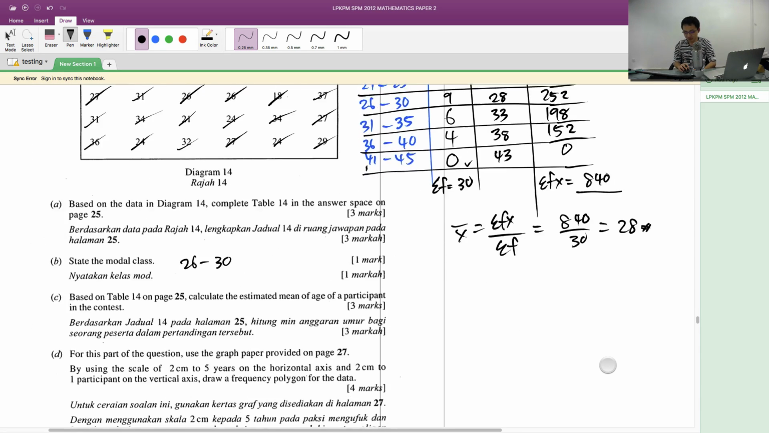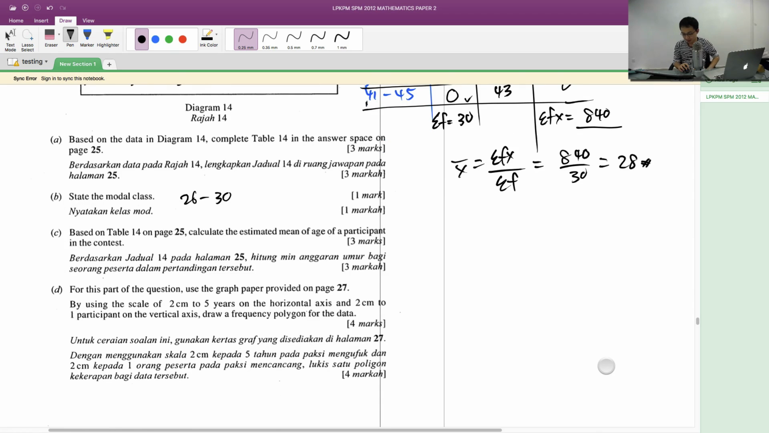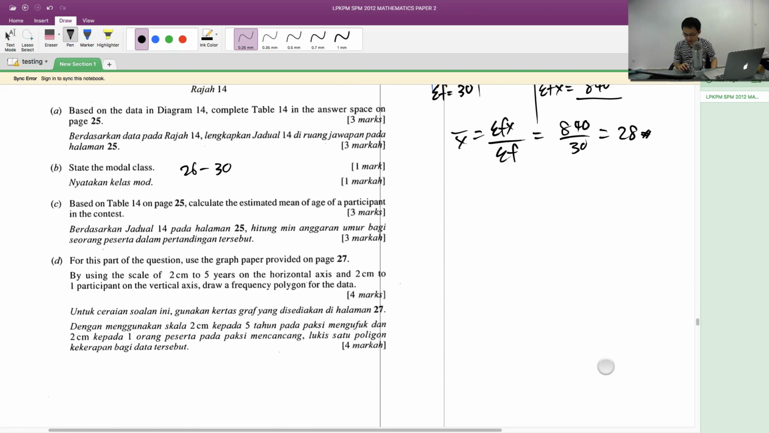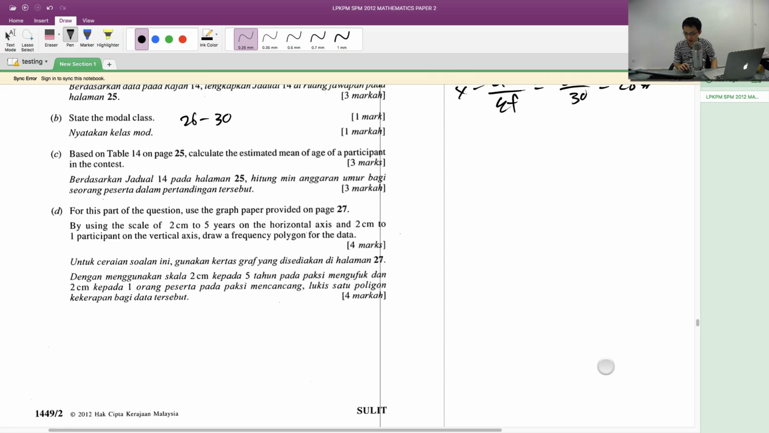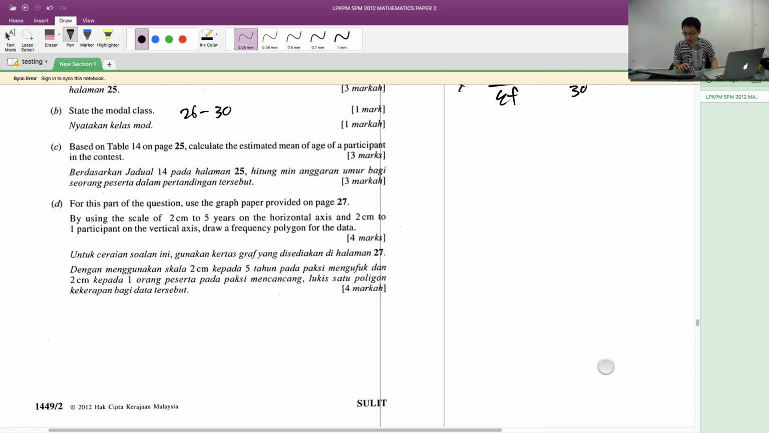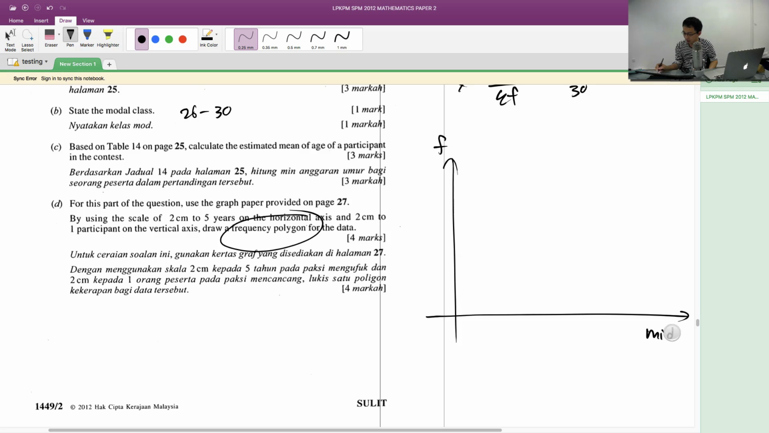Okay, so after we got the mean ready, the last one, for this part of the question, they ask you to use the graph paper provided on page 27 by scale of 2 centimeters to 5 years on horizontal axis, 2 centimeters to 1 participant on the vertical axis. Yeah, exactly. They ask you to draw frequency polygon. Frequency polygon is very easy. I just demo here, I won't draw it exactly. Here we're using frequency, and here we're using midpoint. For frequency polygon we must use midpoint.